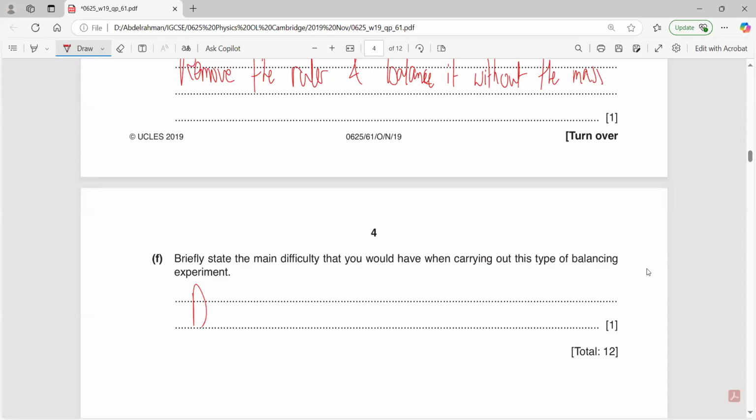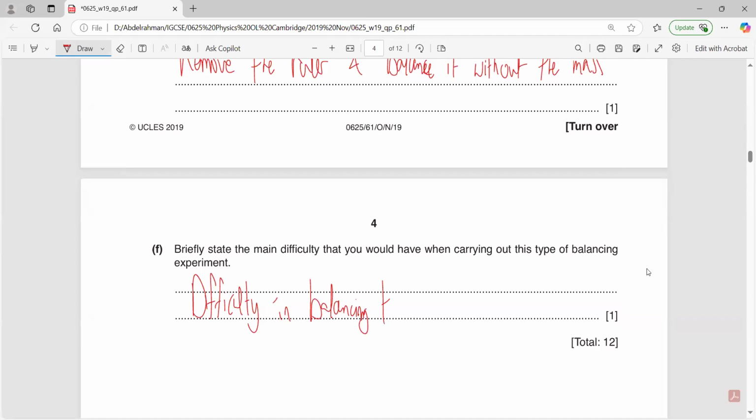So there is a difficulty in balancing the ruler. Balancing the ruler. This is the main difficulty that we face while actually trying to conduct this experiment. The ruler isn't always balanced.